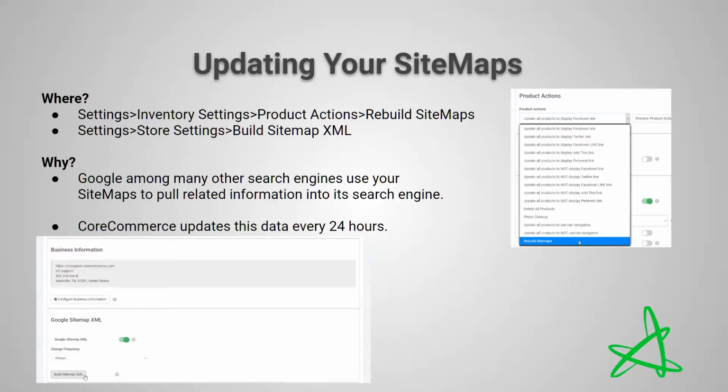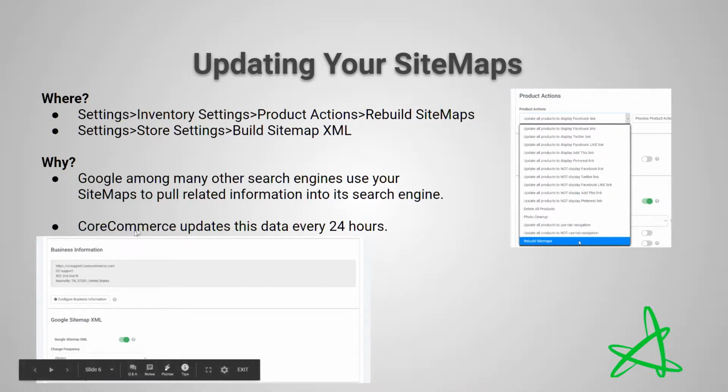Along with that, I recommend going to settings, store settings, build sitemap XML. And this file specifically is sent to the Google Search Console, for example. And that data is populated based on what you've rebuilt from the sitemaps on the previous step.